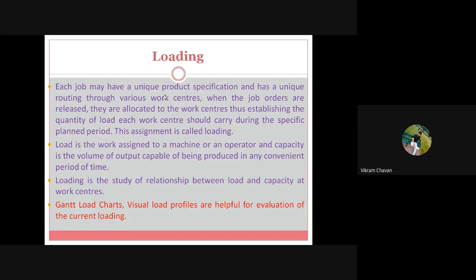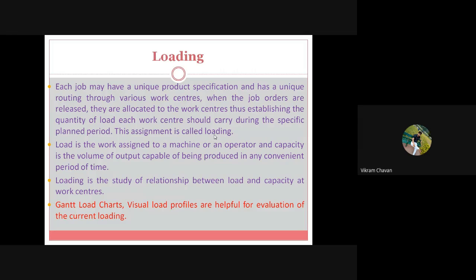So each job does not require all the operations, and there is a specific routing for different kinds of jobs. When the job orders are released, they are allocated to the work centers, thus establishing the quantity of load each work center should carry during the specific planned period. This assignment is called loading. So loading is nothing but assigning the job according to the capacity of that particular work center.